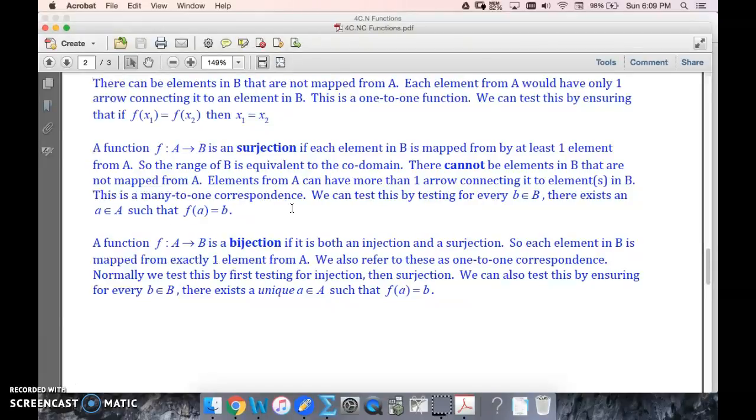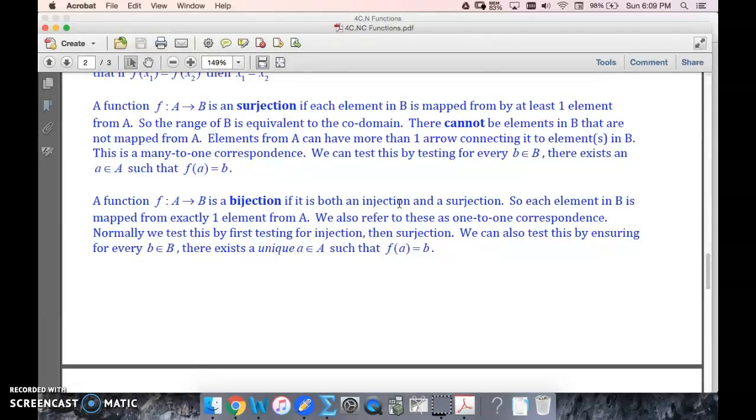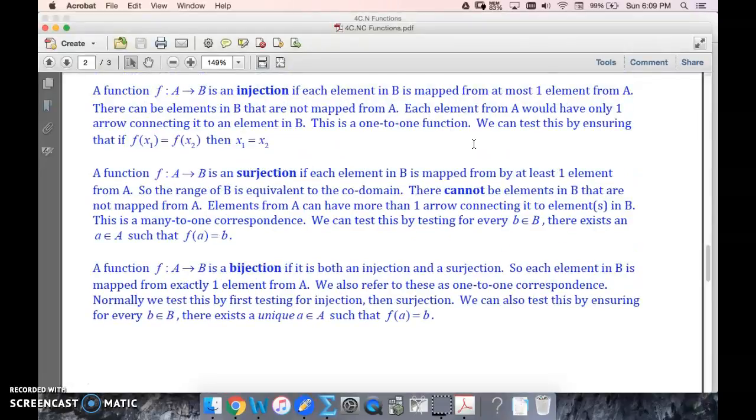Many-to-one. And then bijection, it's injection and surjection. Each element in A will be mapped by exactly one, each element in B is mapped by exactly one in A. We call this one-to-one correspondence as opposed to one-to-one function. So one-to-one correspondence. And normally we test by finding first injection, then surjection. So that's injection, surjection, bijection.